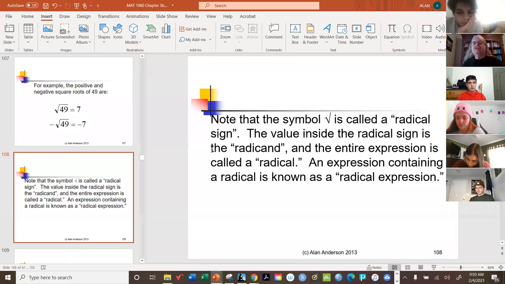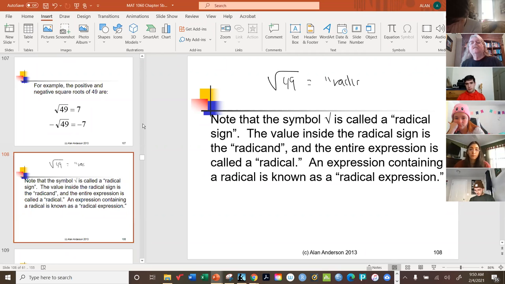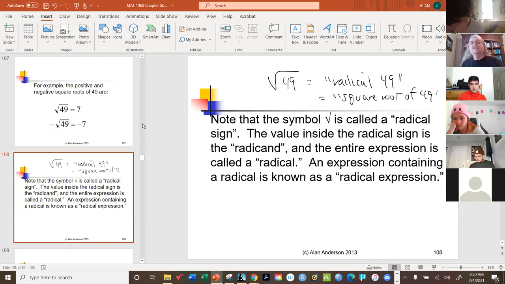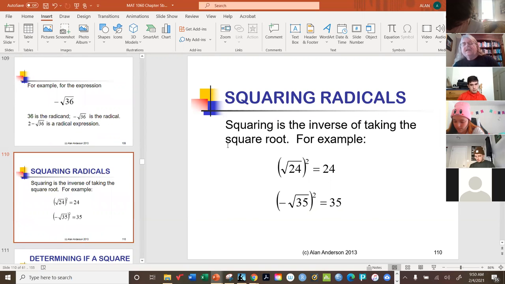So this symbol is called the radical sign. You don't need to know these terms, but every part of this expression has a name. Just be aware of the fact that this can be referred to as radical 49, and it means the same thing as the square root of 49. Now, if you square a radical, it just returns the original number, in the same way that if you double a number and then divide it by two, you'll end up with the same result. That holds here too, because once you square a negative number, it becomes positive, and then you're allowed to take its square root. All right, so don't forget that.